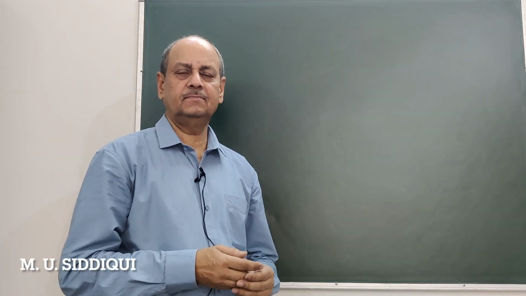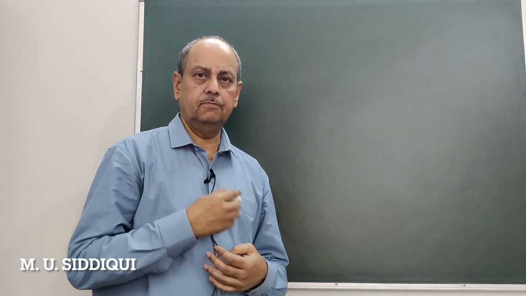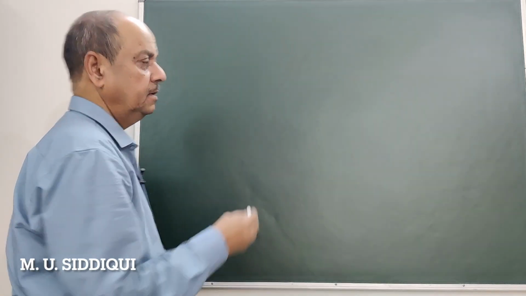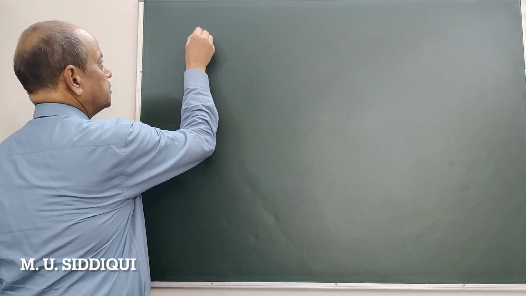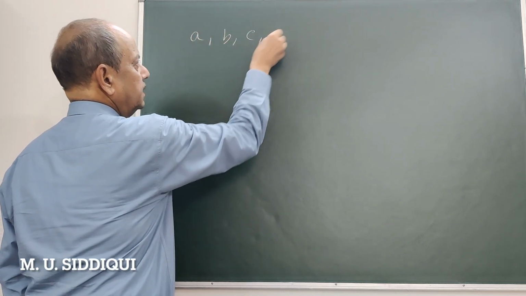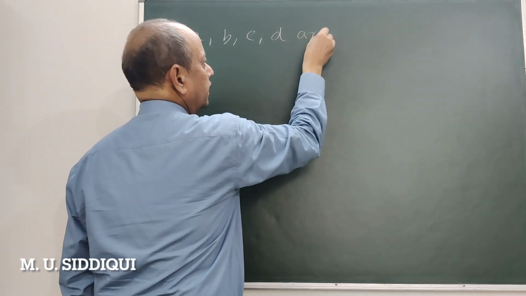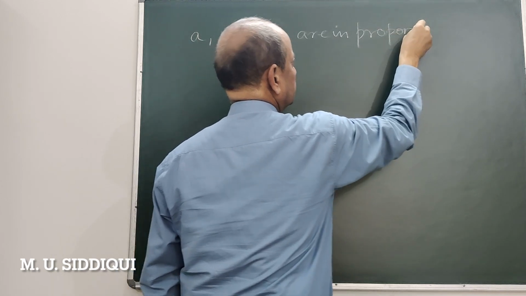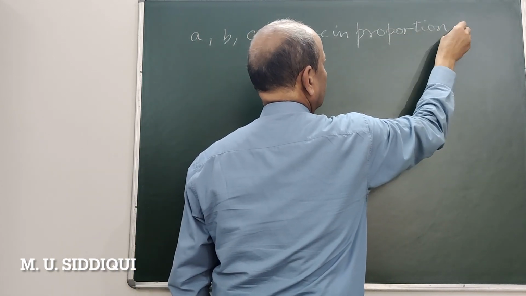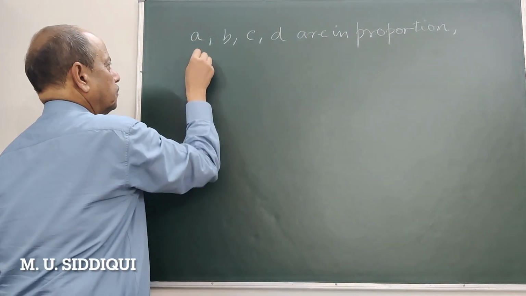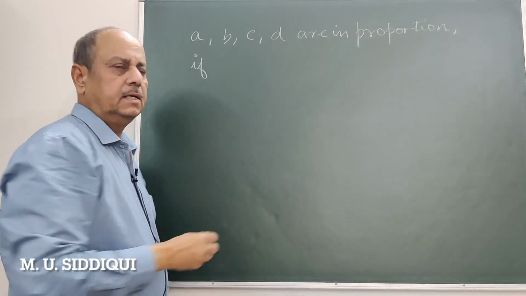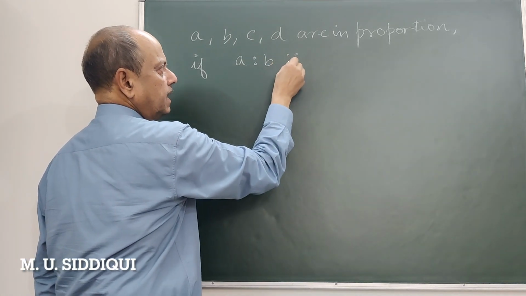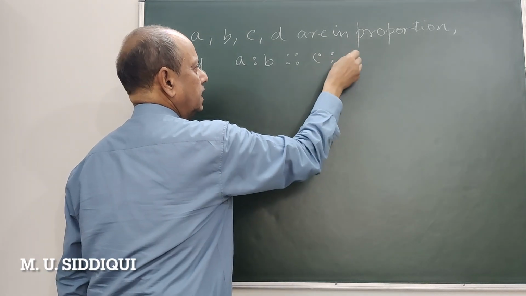Yes, good morning. Here we will take some properties of ratio and proportion. What is proportion? We say numbers A, B, C, D are in proportion if, what is that condition? The condition is that A is to B should be same as C is to D.